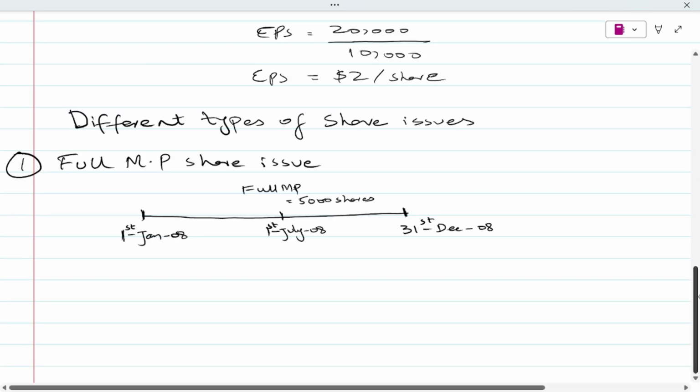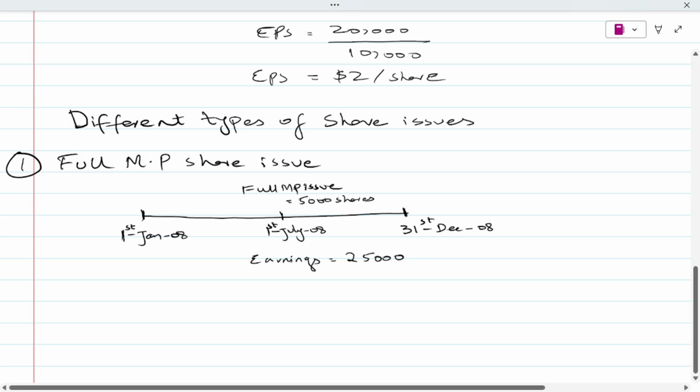So I'm just taking random values over here. So there's a full market price issue at the middle of the year of how many shares? 5,000 shares. Okay, and let's say that the earnings of the company throughout the year are, let's say, $25,000. Let's take a number which is divisible by 5, so 25,000. Just taking random values over here. So the earnings are $25,000. The full market price issue gave you 5,000 shares.